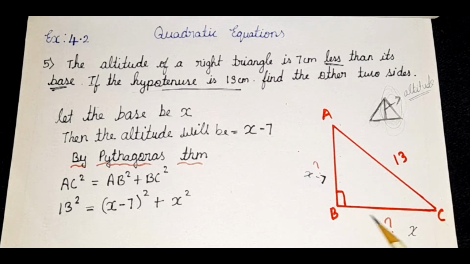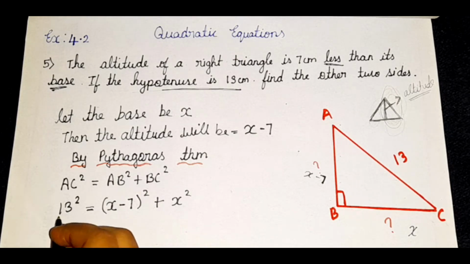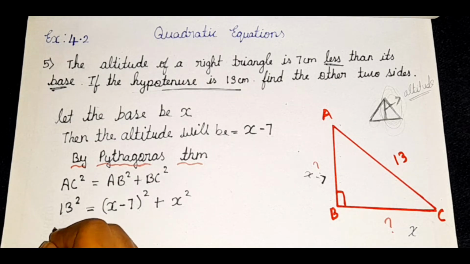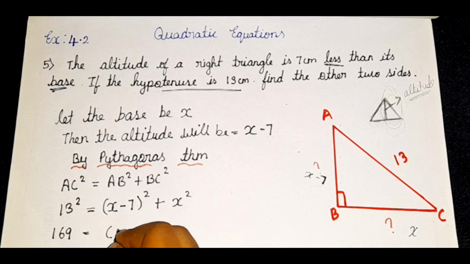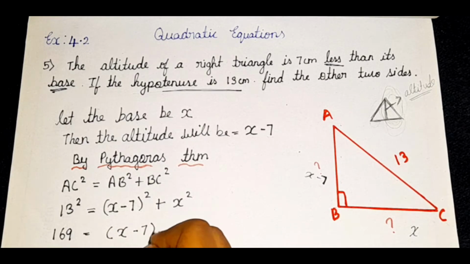And the base, this is the base BC, that is x. Now let us move further. Since we have 13 square is equal to x minus 7 the whole square plus x square, first of all let us simplify them. 13 square means 169 is equal to, we can write them as it is, x minus 7 the whole square plus x square.